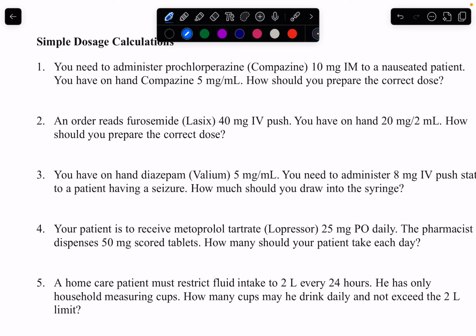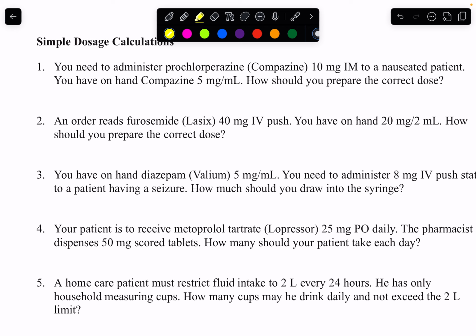In this video, we're going to talk about some simple dosage calculations. So let's take a look at these. This first one says you need to administer, I'm going to go with colchicine, 10 milligrams intramuscularly to a nauseated patient. You have on hand colchicine 5 milligrams per milliliter. How should you prepare the correct dose?